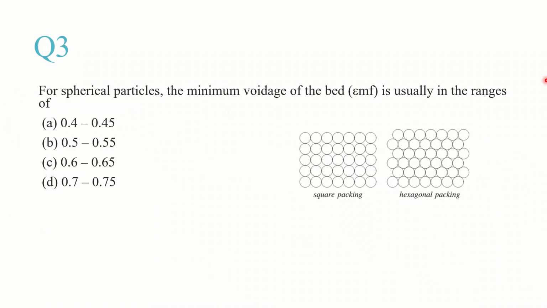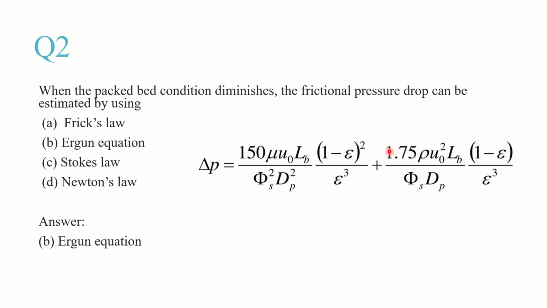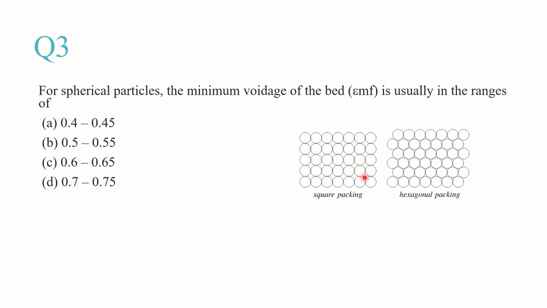And now we'll just go to question 3. For spherical particles, in this, epsilon is the void fraction. So for spherical particles, the minimum voidage of the bed is usually in the range of 0.4 to 0.45, 0.5 to 0.55, 0.6 to 0.65, or 0.7 to 0.75.